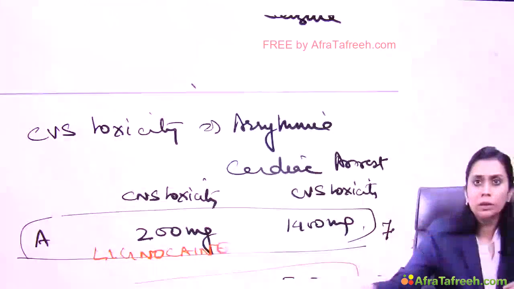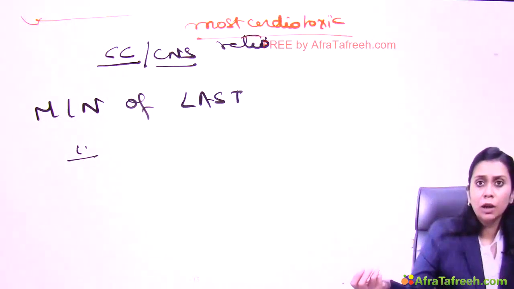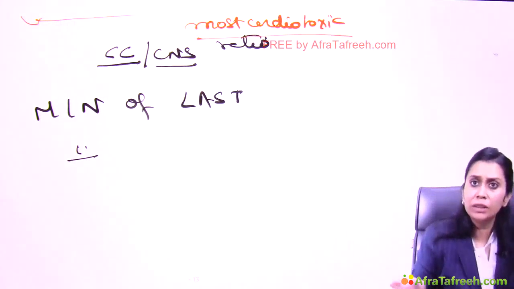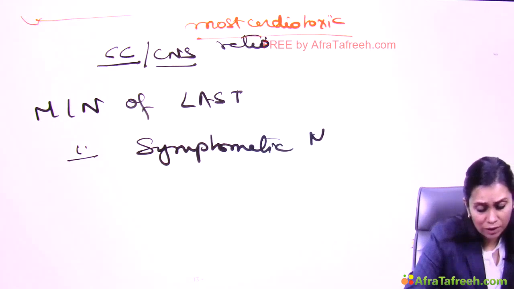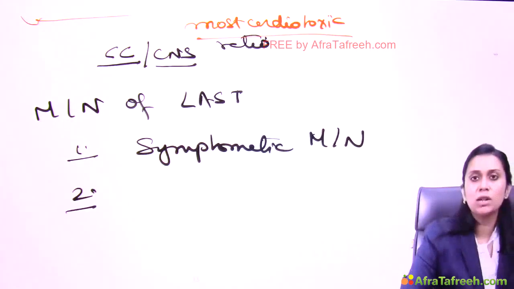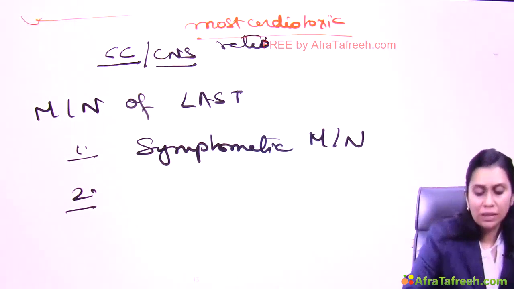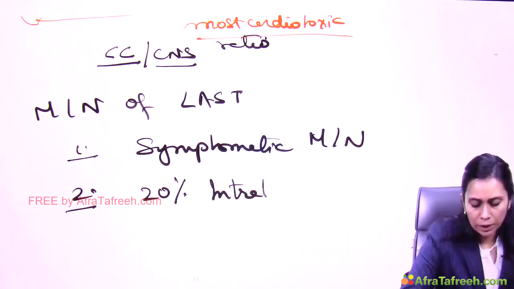Arrhythmia, depending upon the type of arrhythmia, I manage. Cardiac arrest, I do CPCR. Got it? Any cardiac arrest, we do cardiopulmonary cerebral resuscitation. So it is symptomatic management. Whatever the symptom, we manage it. And one additional drug: whenever we suspect local anesthetic toxicity, we give 20% intralipid emulsion.